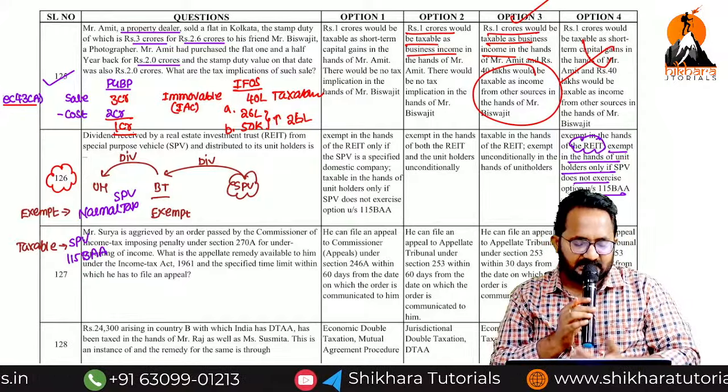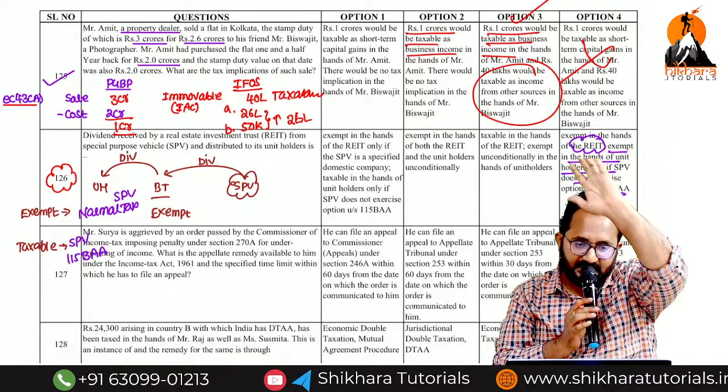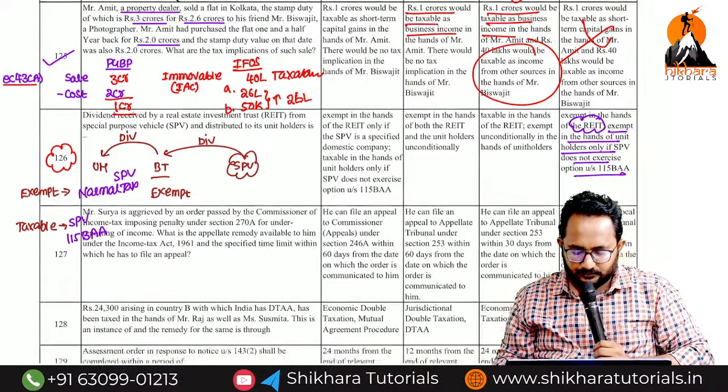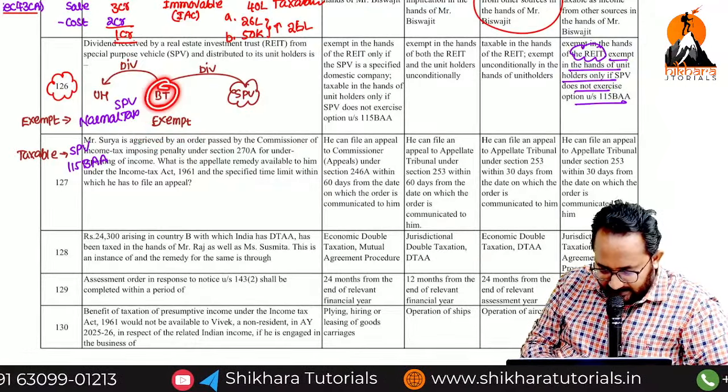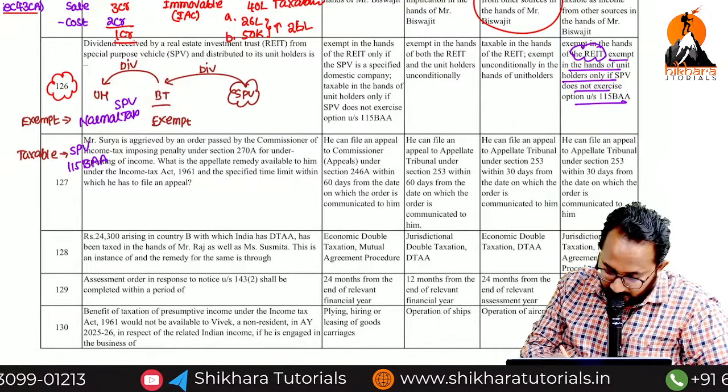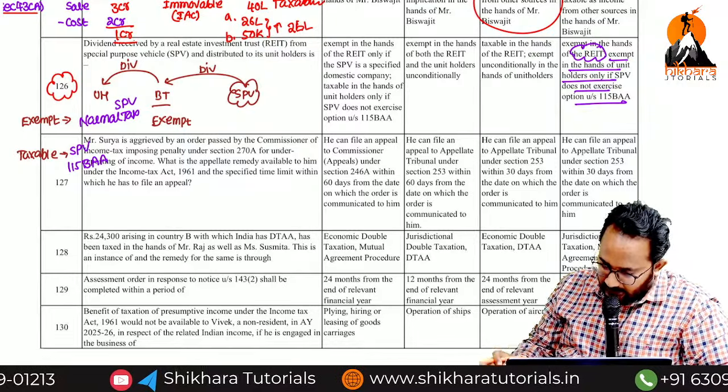Yes, in the business trust first chart itself you can find these words also. Now, why exempt? Because they are not enjoying anything, they are only giving the pass on credit to the unit holders.